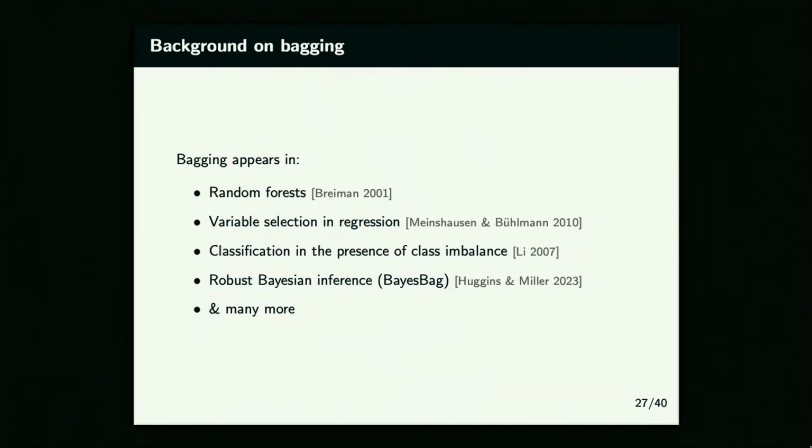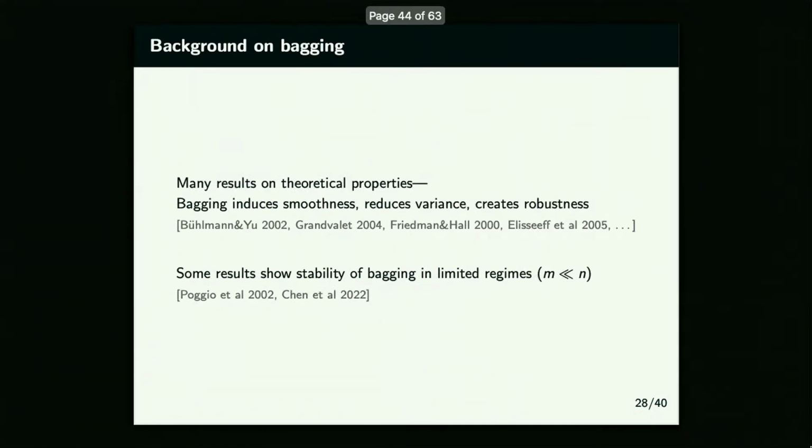And what we're interested in is just more generally, why does bagging seem to bring stability? So there's lots of results on theoretical properties aside from stability. Bagging reduces variance. It creates more smoothness in your output. It's more robust. And there's some results showing stability of bagging for generic input algorithms rather than specifically for random forests or something like that.